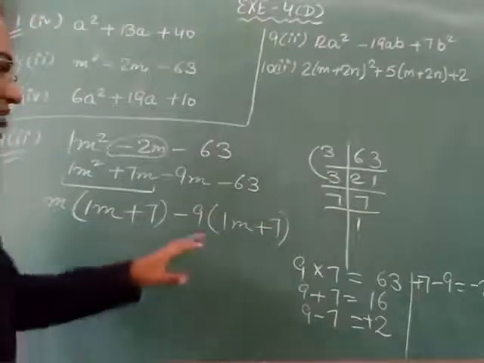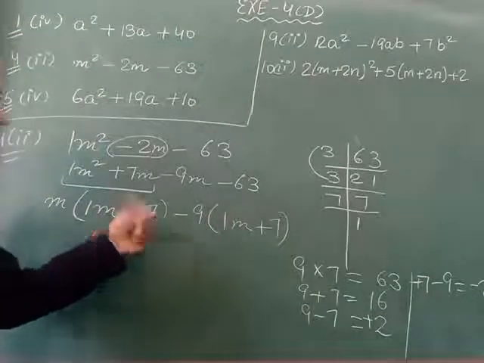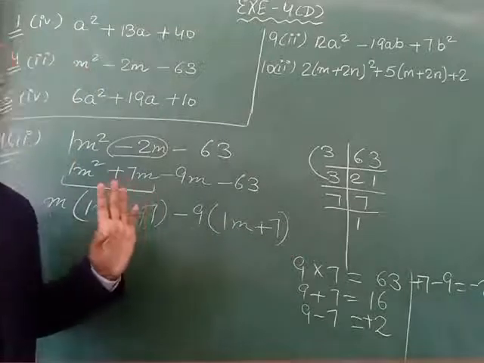Now you have to check whether you have done it correctly or not. How will you check? Look at both the brackets. This is m plus 7. This is also m plus 7. Both are the same. That means our work is correct.